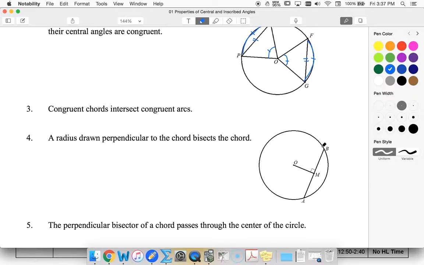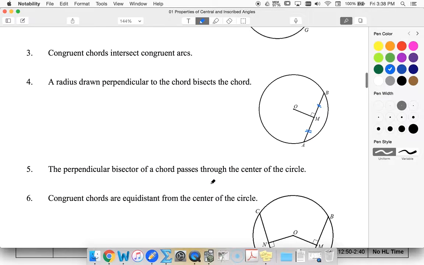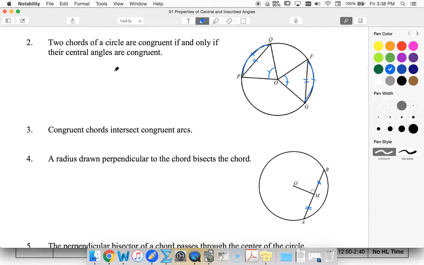If we have a chord and draw a perpendicular from the radius to the chord, it's always going to bisect that chord. So this will become the midpoint of AB. So AM is equivalent to MB. Perpendicular bisector of a chord passes through the center of a circle. So these two things are the opposite. If we have a perpendicular bisector, we know that it's going to end up going through the radius. So that's what this one is saying. Those two are the opposite of each other, just like these two were the opposite of each other.